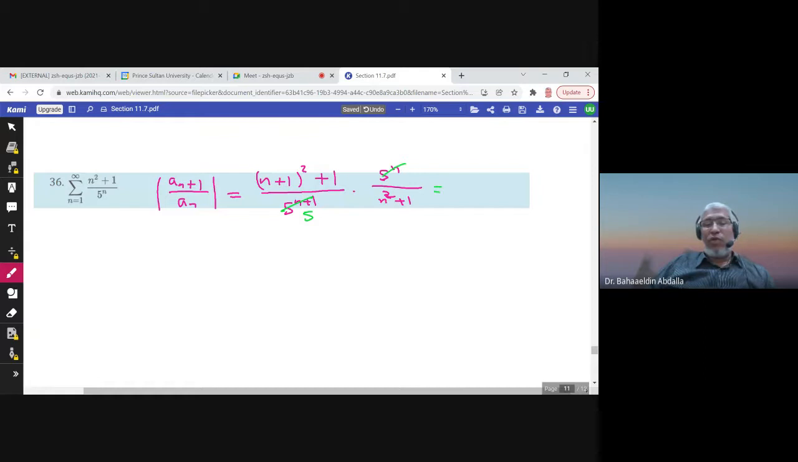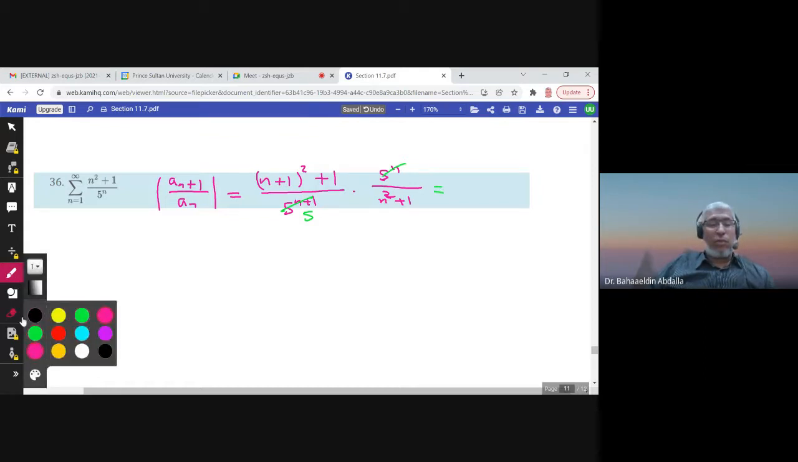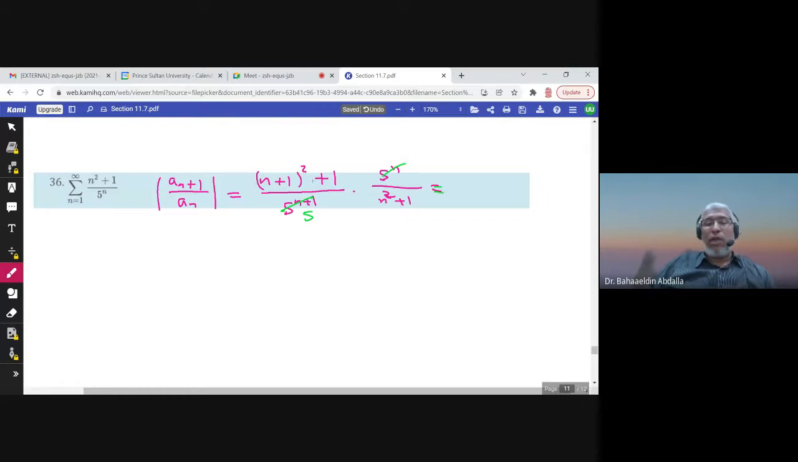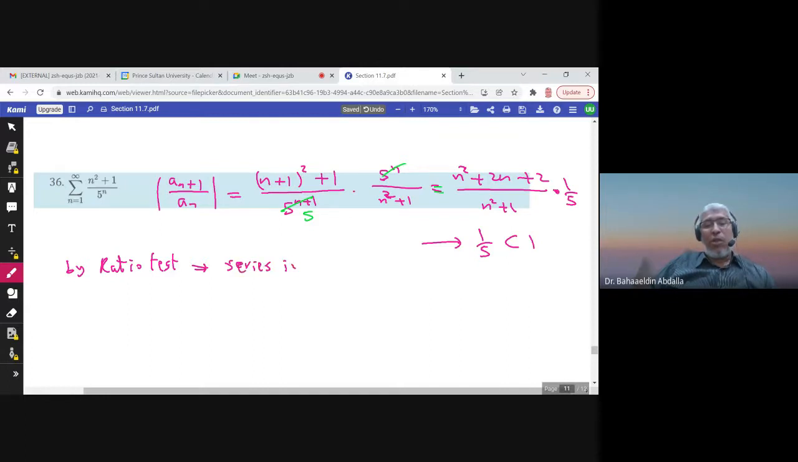And now this would be equal to n squared plus 2n plus 1 plus 1, so that's plus 2, over n squared plus 1, times 1 over 5. And the limit of this quantity is 1 because n squared over n squared is 1. So when n goes to infinity, this quantity will go to 1 over 5, which is less than 1. So by ratio test, the series is absolutely convergent.